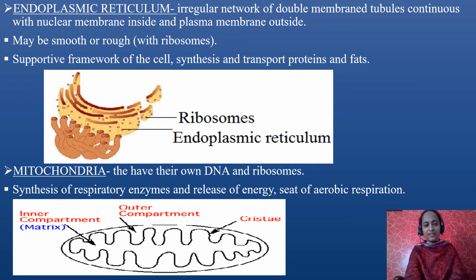Endoplasmic reticulum. You can see the picture. This is the structure of endoplasmic reticulum. It is covered by two membranes. One end of the endoplasmic reticulum is connected to the outer nuclear membrane. Another end is connected to the plasma membrane. What is its function? Endoplasmic reticulum is classified into two types. One is smooth endoplasmic reticulum and the other is rough endoplasmic reticulum.